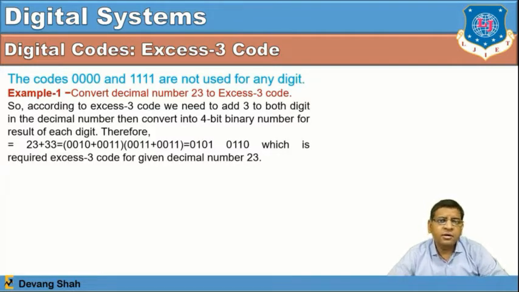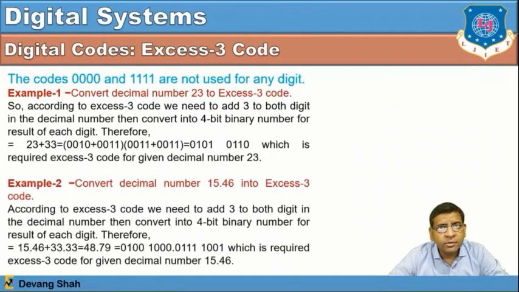So there is a conversion of decimal number into excess 3, right? So here the answer is 56. So 0101 and 0110, right? So how you can convert this decimal number into excess 3? You can see from example number 1.